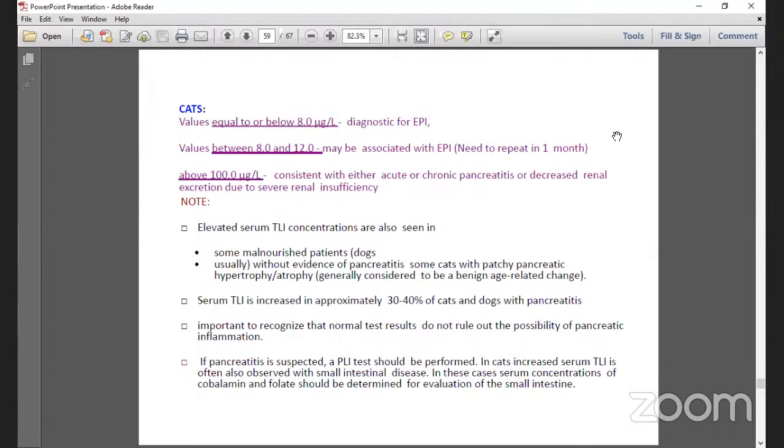And then for cats, similar to the dog, less than 8.0 is diagnostic for exocrine pancreatic insufficiency, but if it is more than 100 micrograms per liter, it is consistent with acute or chronic pancreatitis.